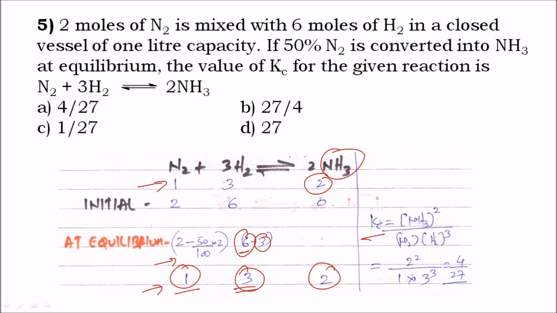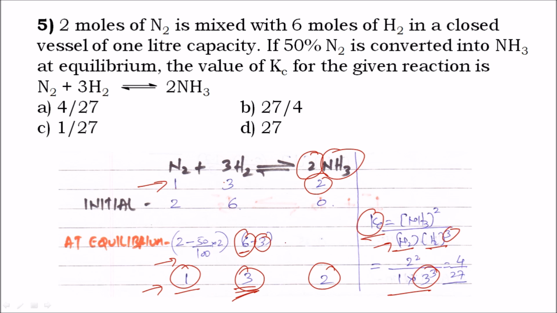So we can take the expression, Kc: NH3 to the power 2, since the stoichiometric coefficient is 2 here. So NH3 concentration to the power 2 divided by concentration of N2 into concentration of H2 to the power 3. Just substitute and simplify now. 2 to the power 2 divided by 1, that's the N2 concentration, into 3 to the power 3. H2 is taken as 3 moles.